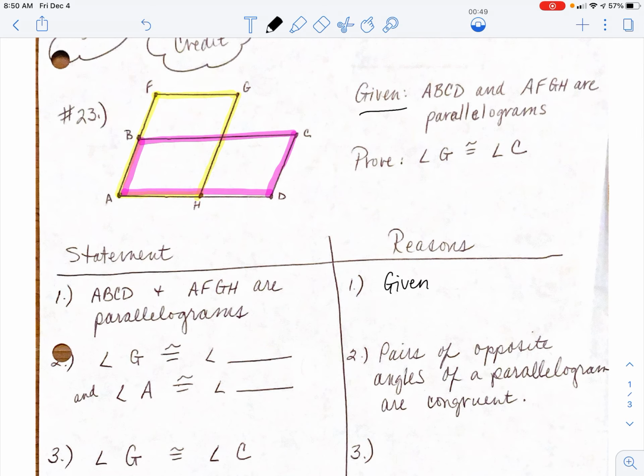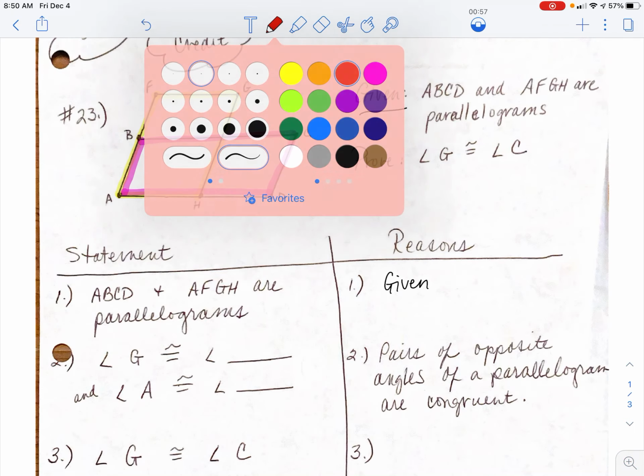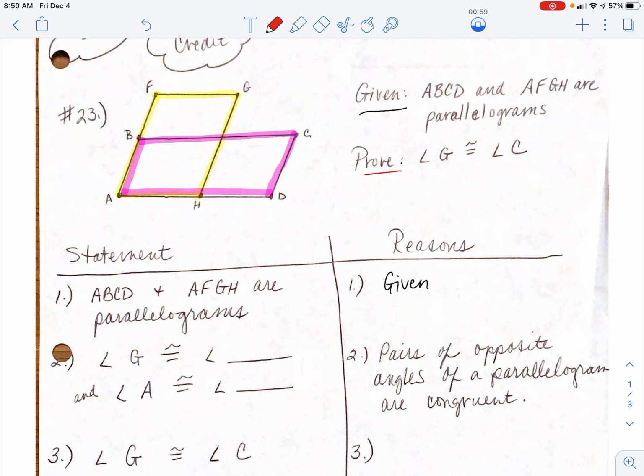And we'll go ahead and fill in what that first bit of information is given on the reasons: ABCD and AFGH are parallelograms, because that was given information. Here's what we're trying to prove, and I'm going to mark these in a different color. We're trying to prove that angle G and angle C are congruent to each other.